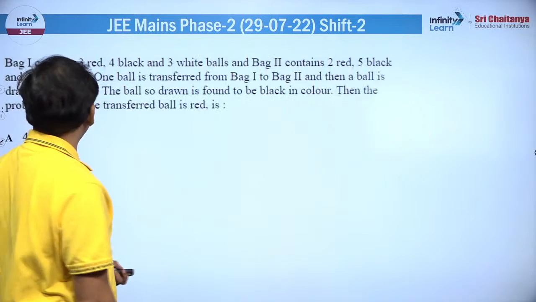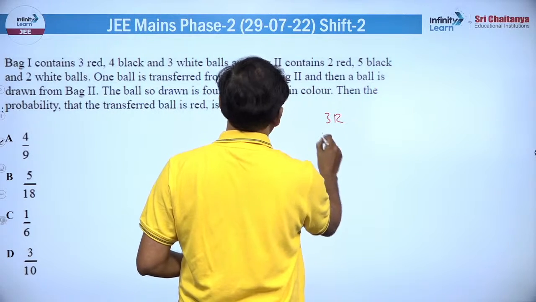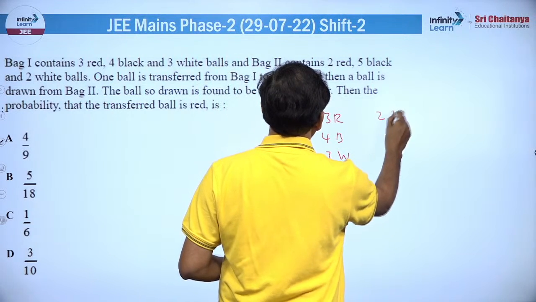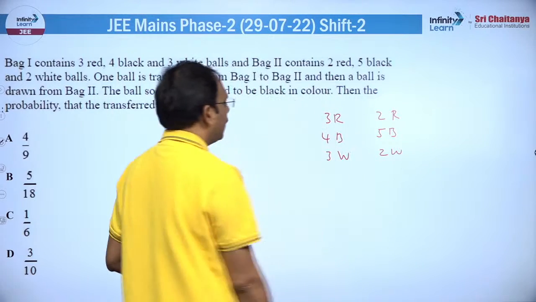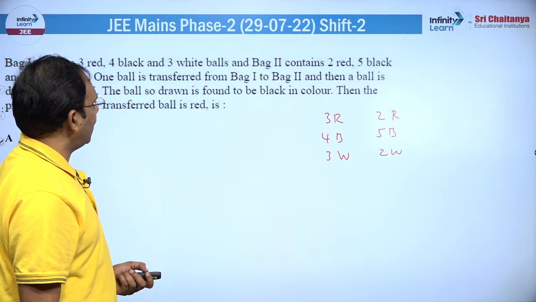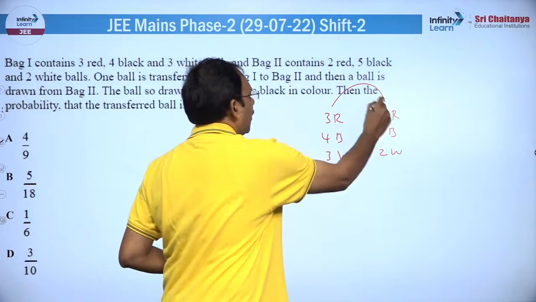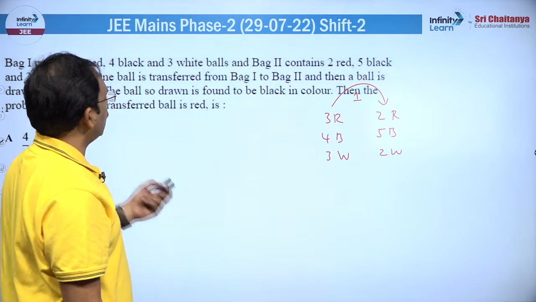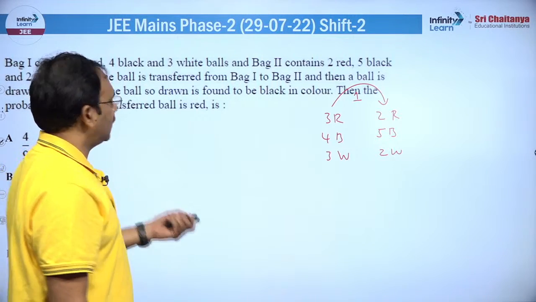That is all. Next, my dear friends, bag 1 contains 3 red, 4 black and 3 white, and bag 2 contains 2 red, 5 black and 2 white. So, this is having 10 balls, this is having 9 balls. One ball is transferred from bag 1 to bag 2 and then a ball is drawn from bag 2. One ball is transferred and then from there he is picking up. The ball so drawn is found to be black, then the probability that the transferred ball is red.